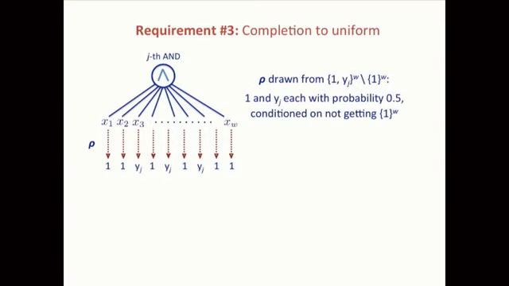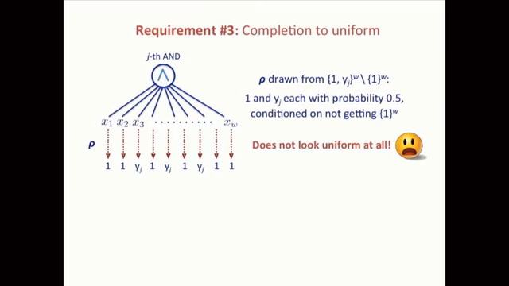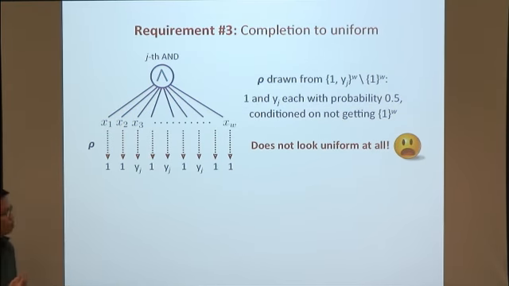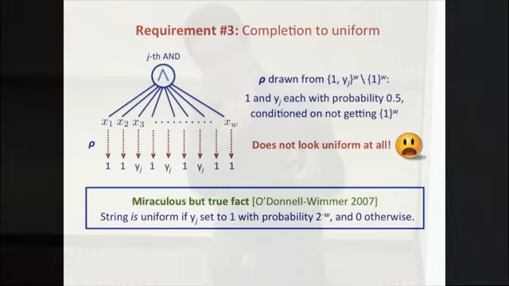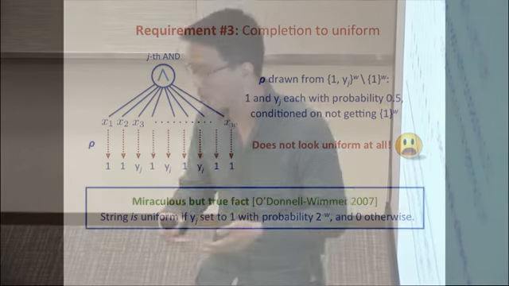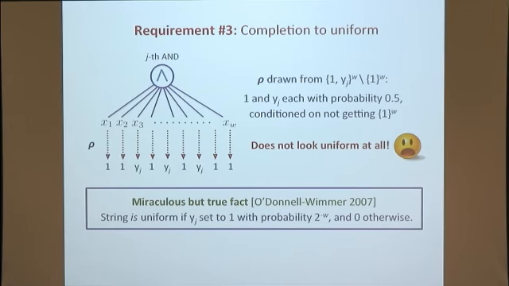So this is easy. Second one is the completion to uniform, right? Every coordinate is correlated in a way that you condition on not getting the all ones input. Okay, and the reaction should be that it does not look uniform at all, that you only have ones and yj's. But as you will see, the key here is that we are grouping the yj's together. It's an easy fact, but we were super happy when we found out about it, that if you put down a bunch of ones, you group the yj's, and then you hit the yj with something very biased towards 0, then the resulting string is uniform.